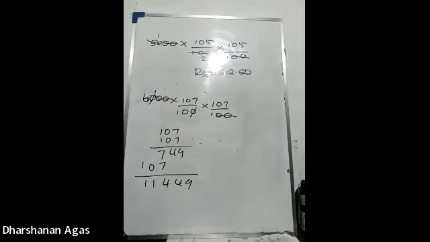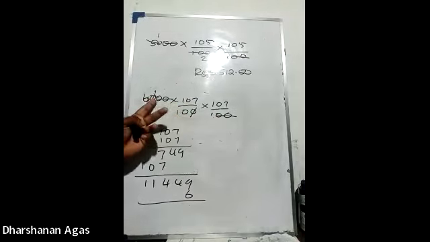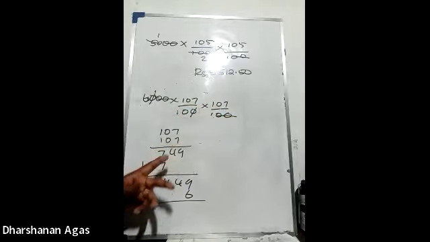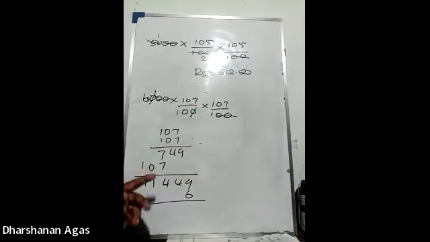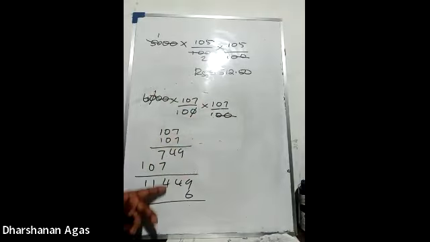Then multiplying by 6. Okay. This one should multiply by 6. Two zeros here, 0 and 0 I chop, then 6. 107 into 107: here 7 sevens are 49, this one 7. 1 into 7, 7, 0, 1. Then 49, 14 balance 1, 11,449.